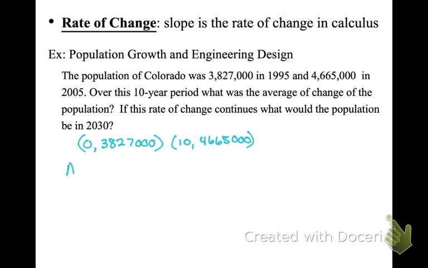So we're going to put arc. What's arc stand for? Average rate of change. Because this isn't linear. We'd have 10 on the top. No, we wouldn't. We'd have 10 on the bottom, wouldn't we? So 4,665,000 minus 3,827,000. I can't have my 10 there. It has to be in the middle.